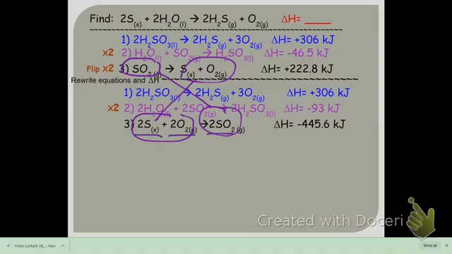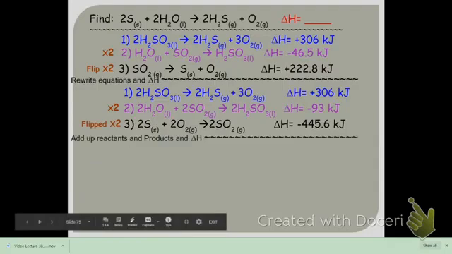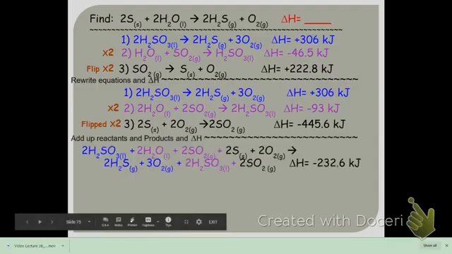Okay? When we look at our delta H's for the second equation, remember we had to multiply this by 2. That gave us negative 93 kilojoules. And for the third, we had to not only multiply it by 2, but we also have to flip the sign so it becomes a negative 445.6. Okay? We're on a great track here. When we write them all down together, woo, there's a lot. We add all of our delta H's together, and that gives us negative 232.6 kilojoules.